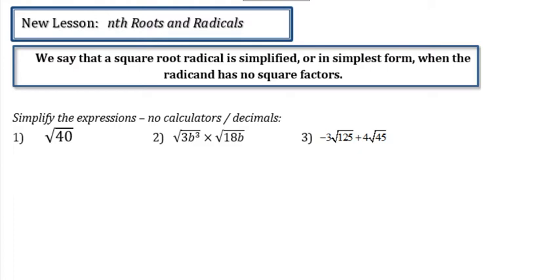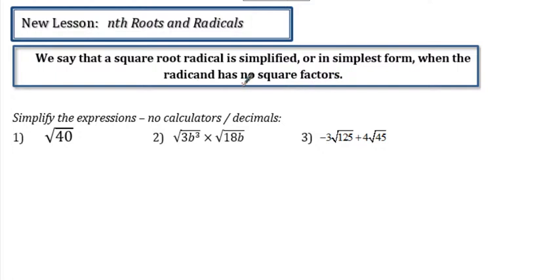Alright, so our new lesson is about nth roots and radicals. Something to the nth root, or something that is under a radical. We say that a square root radical is simplified, or in simplest form, when the radicand has no square factors.